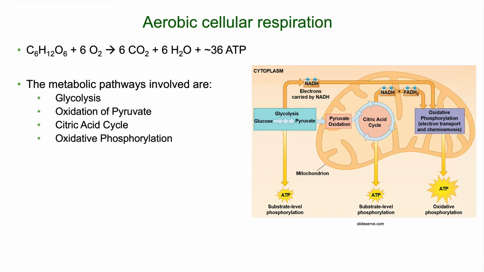If I look at the overview of aerobic cellular respiration, I'm going to take a single 6-carbon glucose molecule, C6H12O6. I'm going to need 6 diatomic oxygen molecules, and ultimately I'm going to produce 6 CO2 molecules, 6 molecules of water, and I'm going to generate about 36 ATPs of energy in eukaryotic cells. There are 4 different pathways that are going to help me get to this. Glycolysis, oxidation of pyruvate, citric acid cycle, and oxidative phosphorylation.